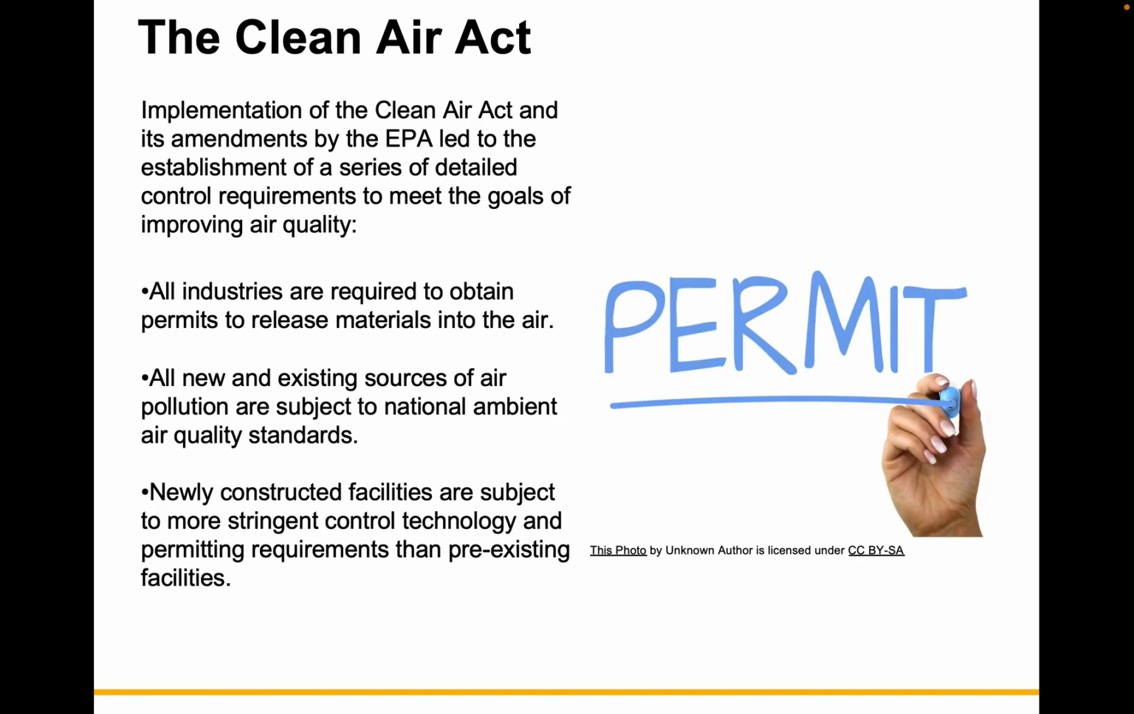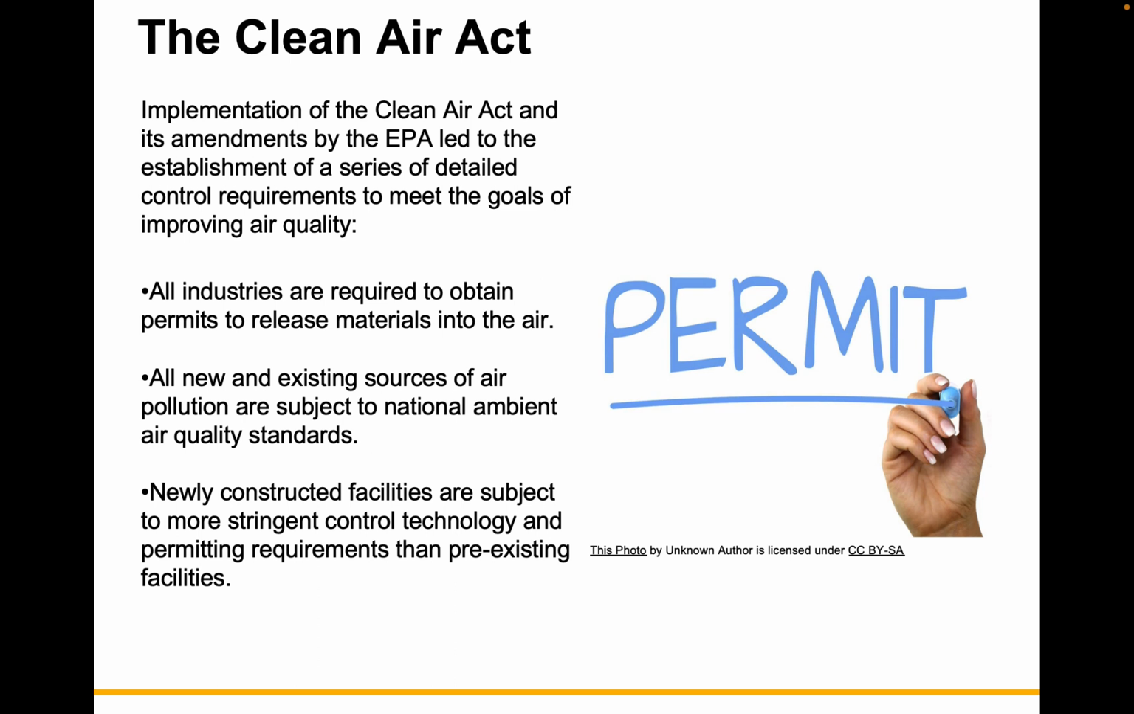Implementation of the Clean Air Act and its amendments by the EPA led to the establishment of a series of detailed control requirements to meet the goals. These include all industries are required to obtain a permit to release material into the air. All new and existing sources of air pollution are subject to national ambient air quality standards. Any newly constructed facilities are subject to more stringent control technology and permitting requirements than pre-existing facilities.